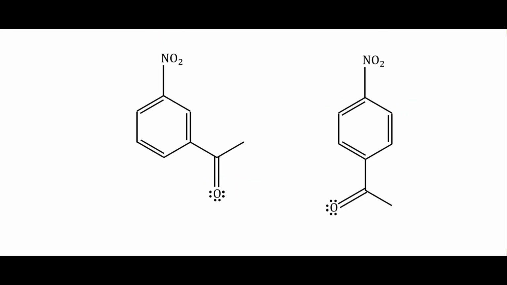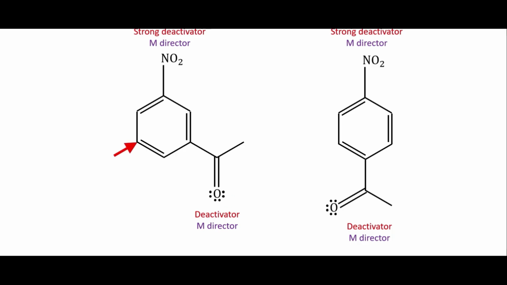Then if we look at something that has two M directors on it, we have these nitro groups, which are strong deactivators and M directors, and this carbonyl group right here is a deactivator and M director. So on this one right here, this is going to be meta to both of our meta directors, and so all of the reaction is pretty much going to take place on that carbon.